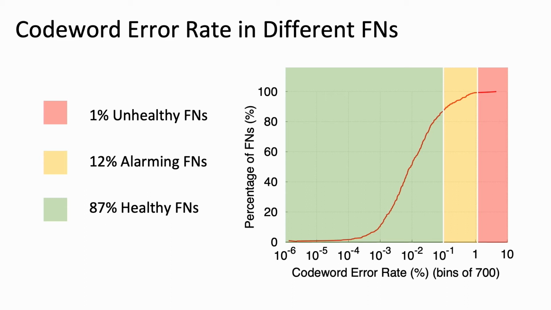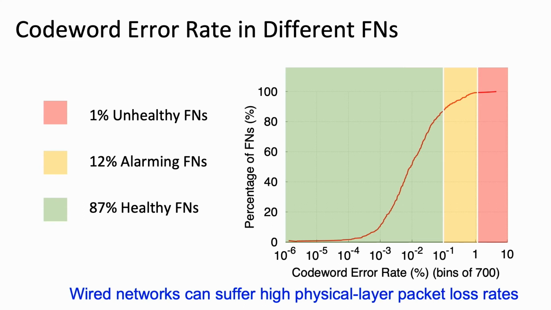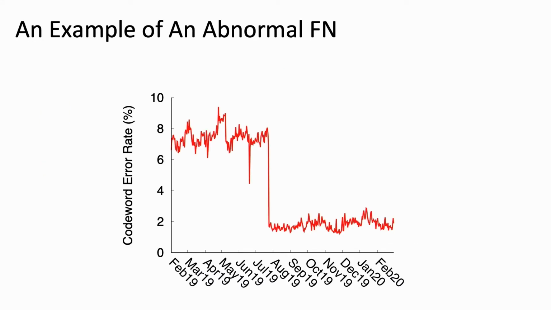From this figure, we can see that the cable network can suffer high physical layer packet loss exceeding 1%. This figure shows an example of the FN with the highest average code word error rate in our data.